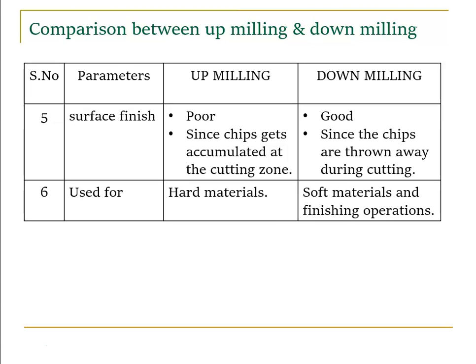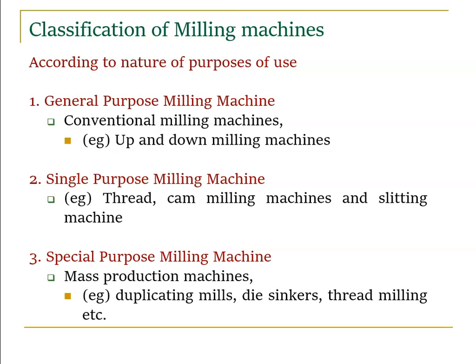So generally it is used for hard metals. Up milling is used for hard metals, down milling is used for soft material and the finishing process. Right? Okay, so the classifications of milling machine, how we classify.